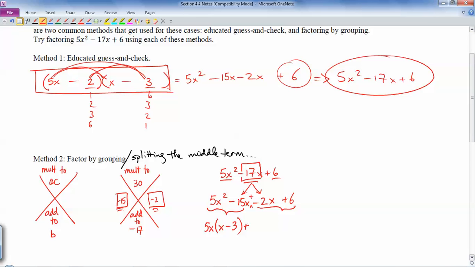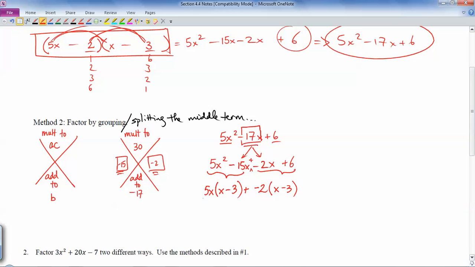And then I've got plus, and then if I look at the last two terms, the goal is to get another x minus 3 here. And the way that I do that is by factoring out a negative 2. So then there's one last step here, and that's finishing this off. Well, I've got 5x, x minus 3's. And then I take away 2 x minus 3's. So what I really have is 5x, and I took away 2 x minus 3's. So here's my factorization of the original problem.